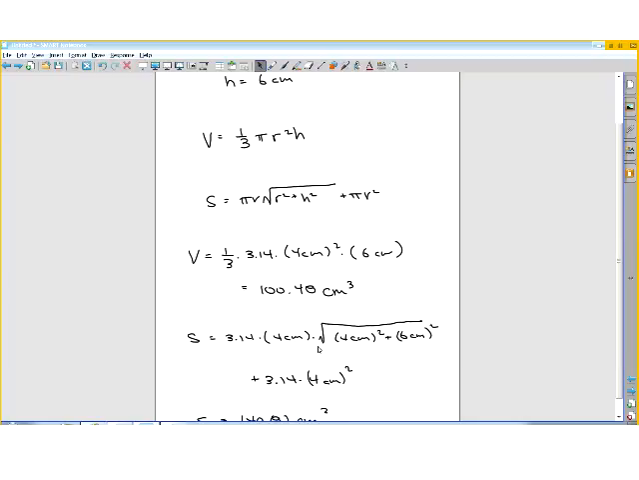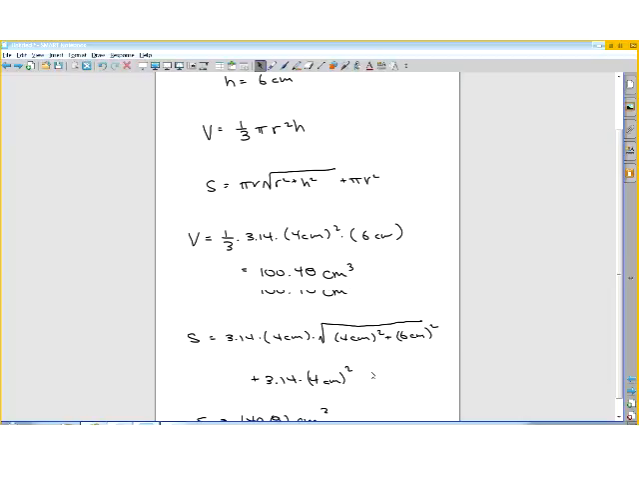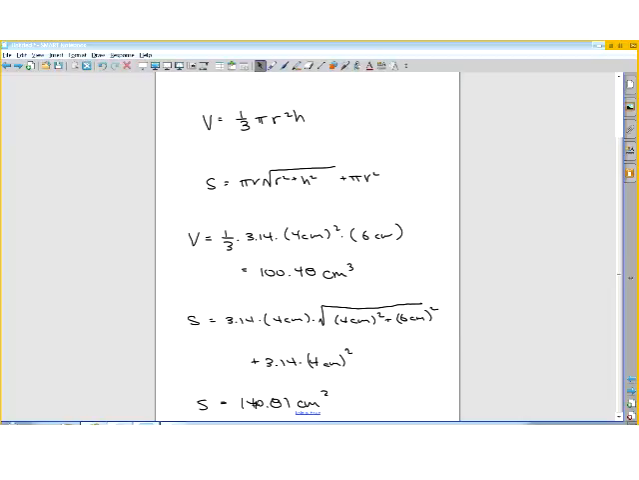The surface area, pi r times the square root of r squared plus h squared plus pi r squared. Plug in your calculator, 140.81 centimeters squared. So, don't just write these numbers down. You need to try and make sure you can do it in a calculator. That's probably the biggest place you make mistakes. There's no mercy on calculator errors, so there's no reason for them. So make sure you know what you're doing.